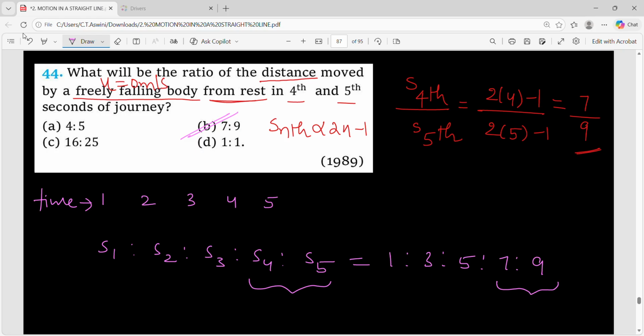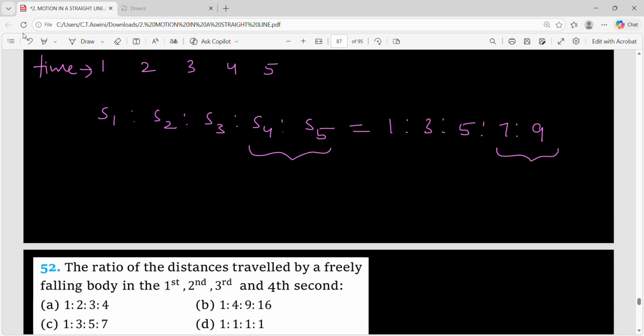Finding it useful? They're asking for fourth and fifth seconds. That means the fourth odd number and the fifth odd number. That is 7 by 9. I hope you are clear with this concept.